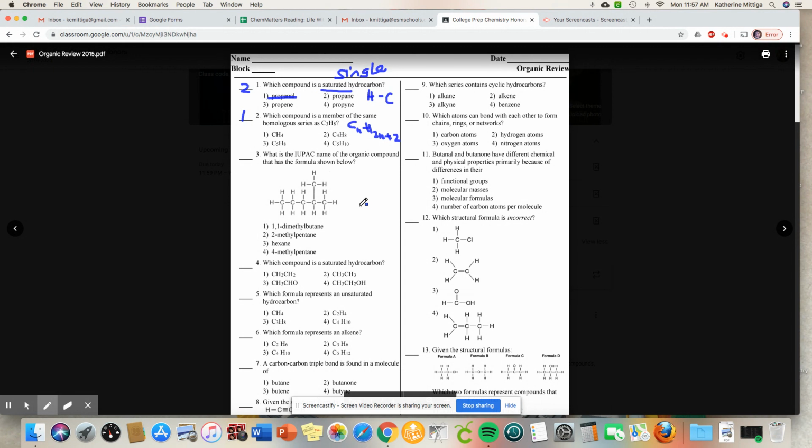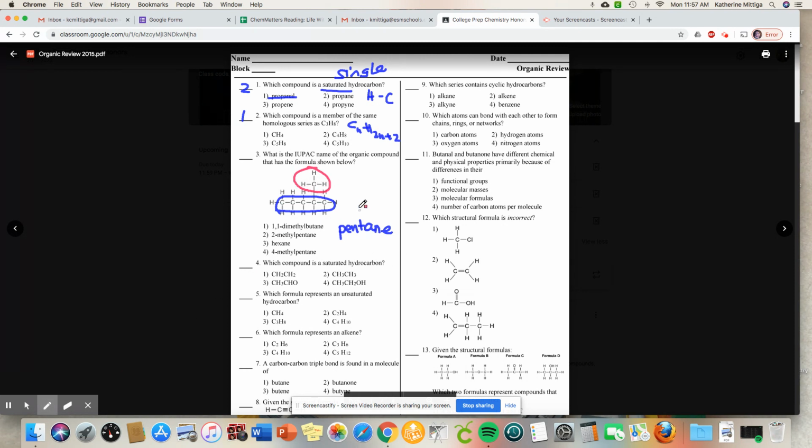What is the name of the structure below? First of all, we need to find the longest continuous parent chain. 1, 2, 3, 4, 5. Doesn't matter, I'm going to call this the parent chain. 1, 2, 3, 4, 5 is pent, and we have all single bonds, so that's pentane.